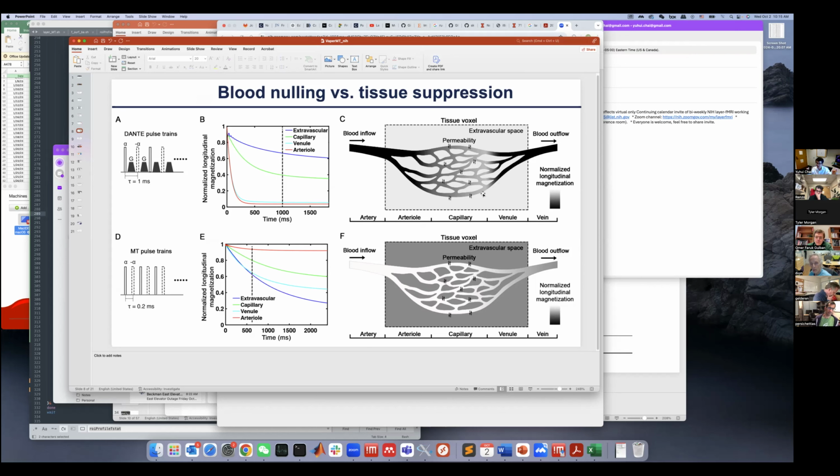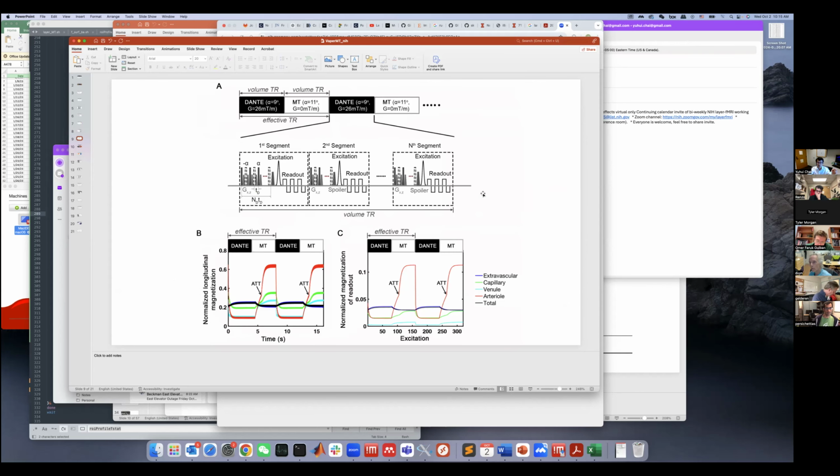Yeah, but you excite new magnetization with your readout pulse, right? And you also excite some relaxed blood. Well, yeah, if your pulse angle is not 90 degrees, then not everything is saturated. So this is like a simulation based on our flip angle.